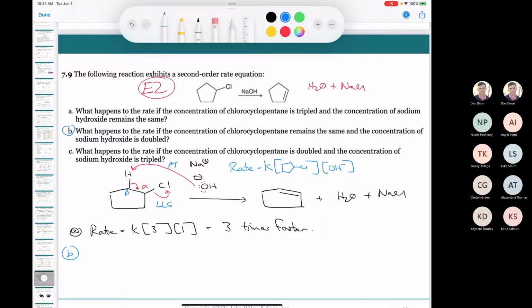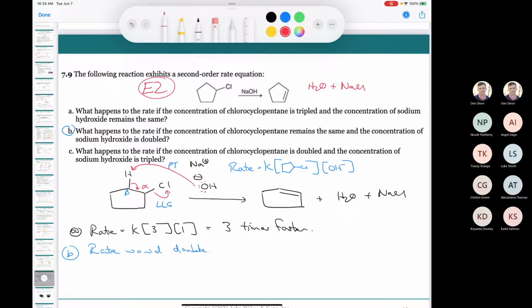What would happen to my rate then? Go up, down, how much? What would change? Could anybody answer that one? Yes, thanks, Luke. It's going to double, right? Rate, we'll just write here, rate would double.